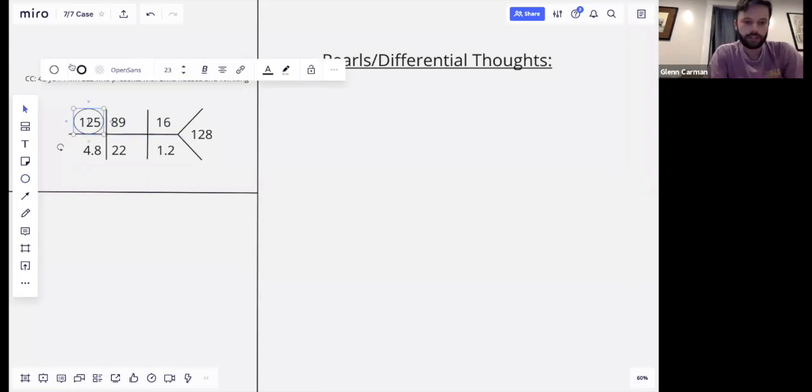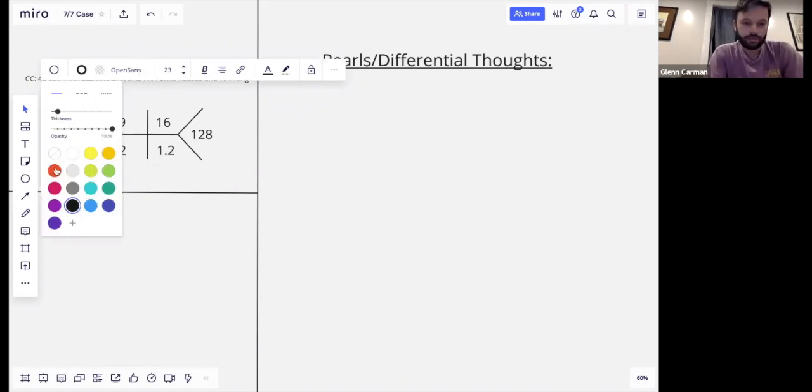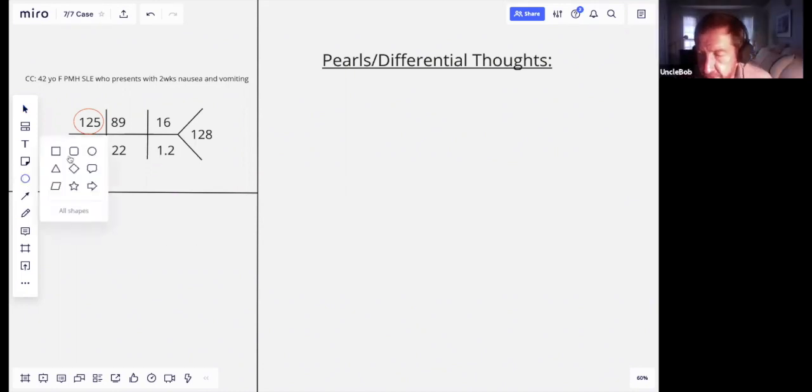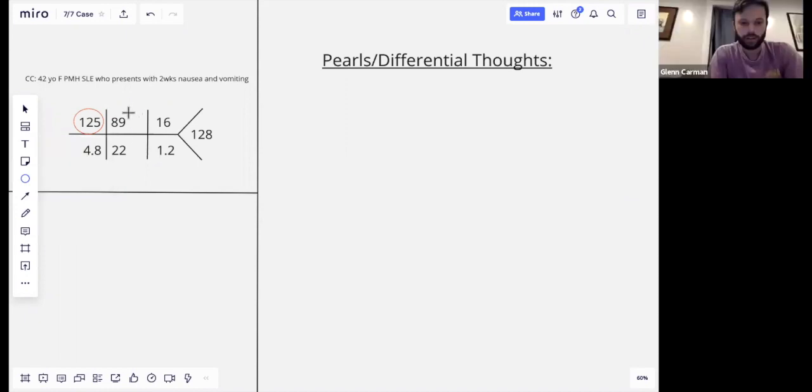I do see a sort of borderline low chloride there. Usually when I see that, I start to lean towards hypovolemia, but I'm going to need some more information before we can make that call. I also see that her renal function is probably not terribly impaired, but we don't really know what her baseline is.